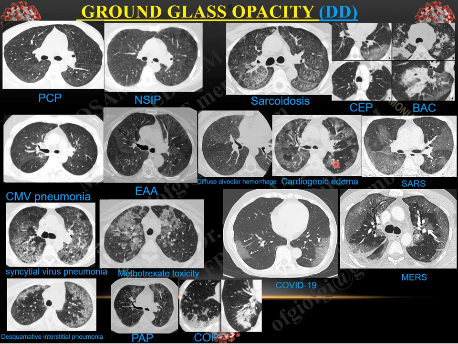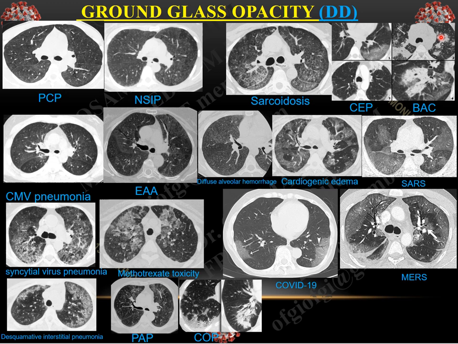Anyway, unfortunately, we have a lot of diseases and differential diagnoses which cause ground glass opacity. Here we see ground glass opacity in the superior segments of the upper lobes, the medial aspect of the upper lobes and the lower lobes, in Pneumocystis jirovecii pneumonia. We see central ground glass opacity in nonspecific interstitial pneumonia, and associated with sarcoidosis and thickening of interlobular septa in sarcoidosis. In chronic eosinophilic pneumonia, we can see ground glass opacity or consolidations, as in this case.